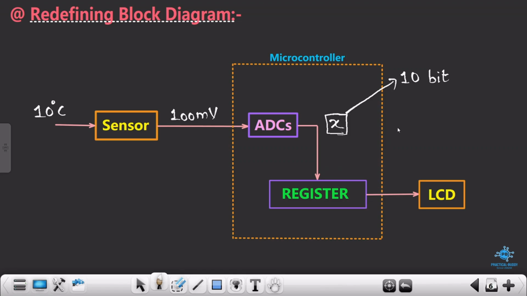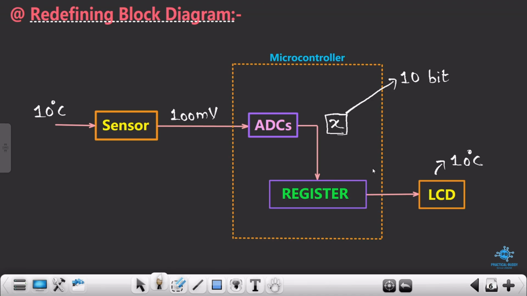And after that, we cannot display 100 millivolts over here. So this 10 bit data, which is stored in this particular register, needs to be converted, and then you need to display it over here as 10 degrees Celsius. So this will be the modified block diagram of our project.